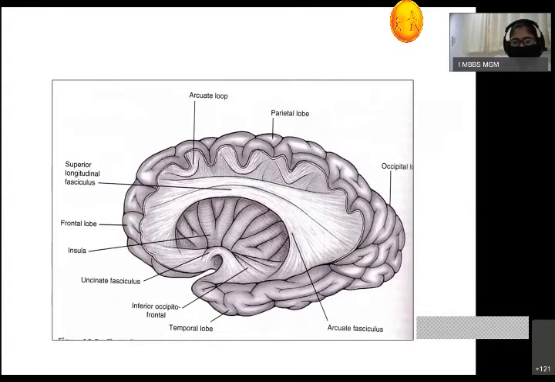So this is a diagram showing the superior longitudinal fasciculus, this one, and below it you can see the arcuate fasciculus. This is the uncinate fasciculus, which is winding around the stem of the lateral sulcus. Here, in a U-shaped manner, this is the uncinate fasciculus.